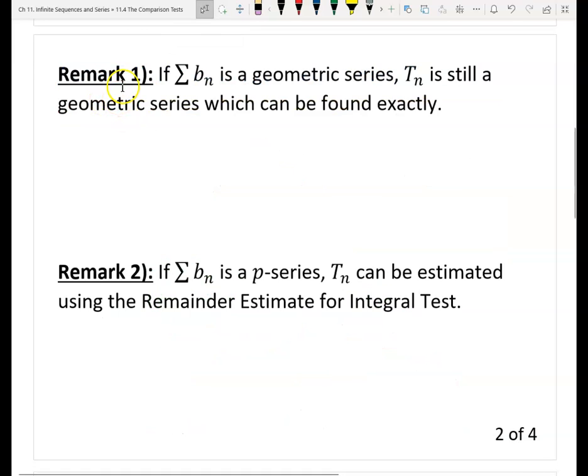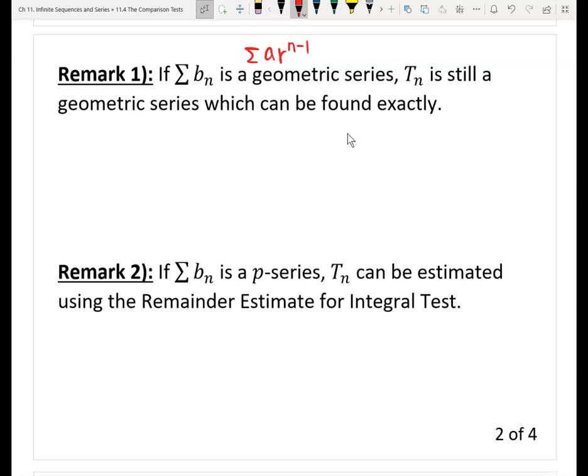Here, remark 1 is for when the B series is a geometric series. In this case, the remainder of the B series is still a geometric series, which can be found exactly. Let me show why. First, let me write the B series in this way: the summation, where A is the first term and R is the common ratio, with exponent m minus 1, right?